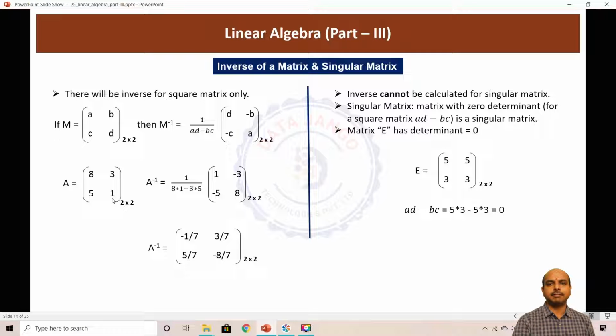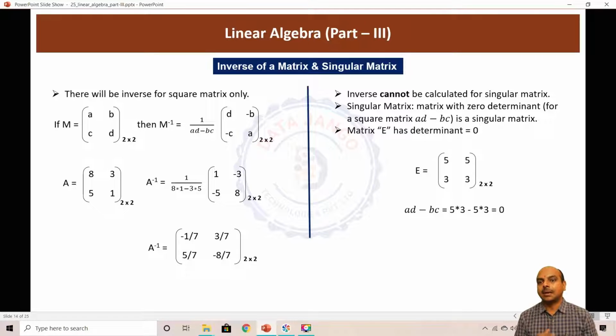If you take 8, 3, 5, 1, and you have to calculate A inverse, you need to calculate 1 by AD minus BC. AD minus BC is called the determinant of the matrix. We'll use all these terms and terminology in eigenvalues and eigenvectors and singular value decomposition. So I am recapping that because of that reason. Here A inverse is equal to 1 by AD minus BC into D, minus B, minus C, A. What is D? 1. The minus B is minus 3, and minus C is minus 5, and A is 8. And you got the inverse of the matrix. When you multiply A into A inverse, you will get I. When you multiply the matrix and its inverse, you will get the identity matrix.